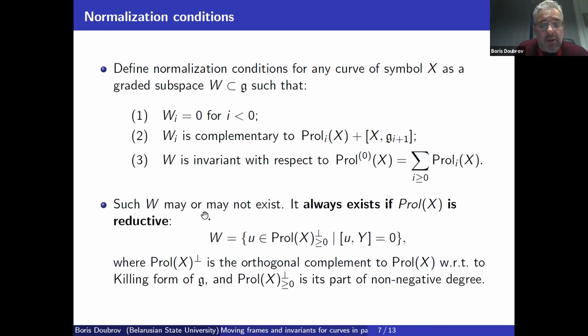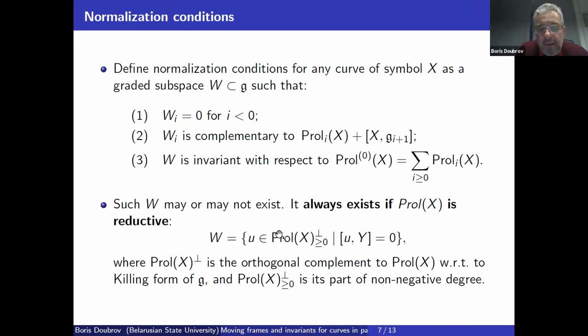Yeah, so such a W may not always exist. However, there is a very nice situation where it always exists. This is a case where our prolongation of x is reductive, meaning it's a sum of a semi-simple Lie algebra and possibly some center sitting in degree 0. So if this prolongation is reductive, then we can play an interesting trick.